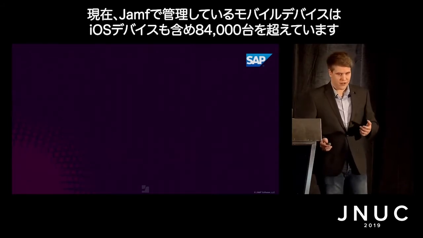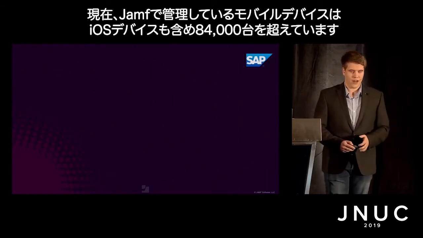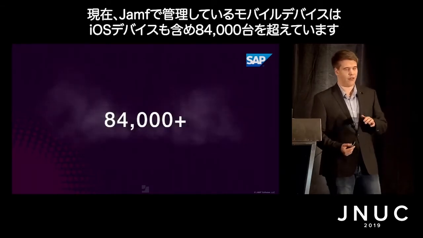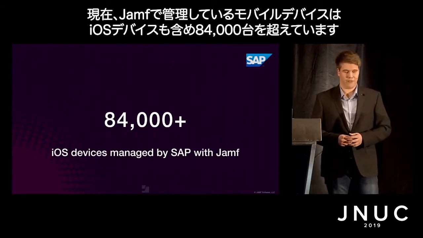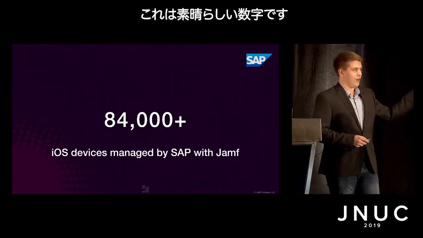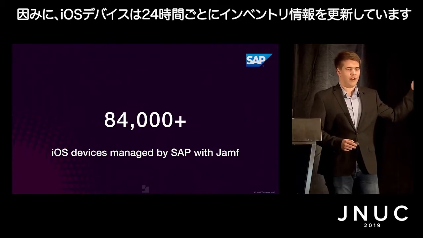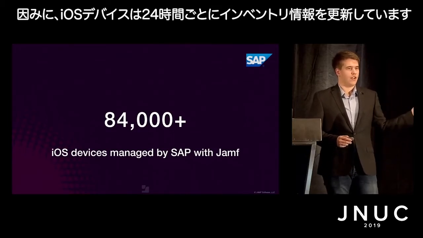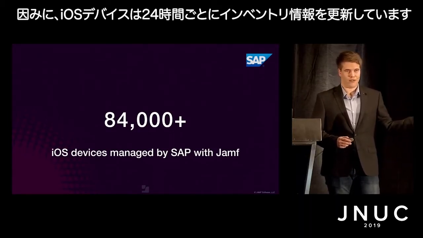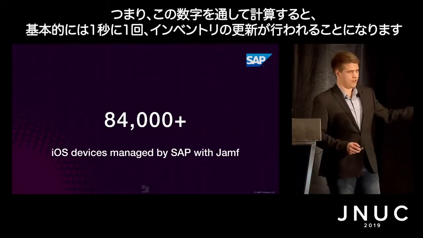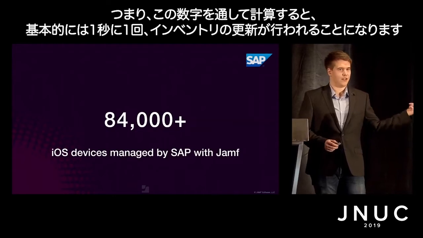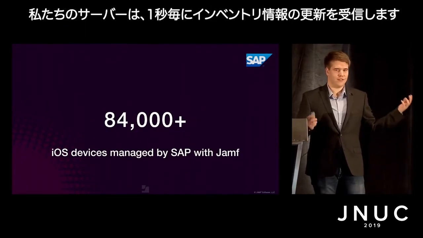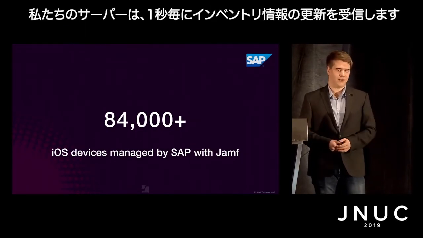And what that means in a number, where we are right now, we are managing over 84,000 mobile devices, iOS devices in Jamf. And I think that's a great number. Just in perspective for that, an iOS device sends an inventory update every 24 hours. So if you calculate that through this number, you would get to basically an inventory update every single second. Our server receives every single second an inventory update.